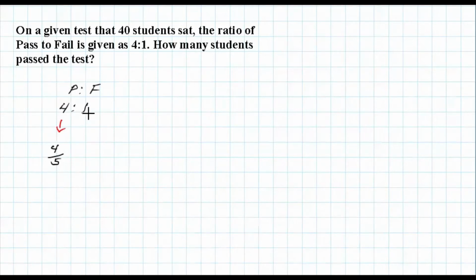So we're breaking this into 5 parts: 4 parts passed and 1 part failed. But we're only interested in the number of students that passed. So that's going to be 4/5 of whatever the total is. And in this case, the total is 40 students. Okay. So that's what I'm going to have to do. And when I do that, I'm going to end up with 32. 32 students passed. And all I did there was a fraction multiplication. All right, so let's look at a different one.